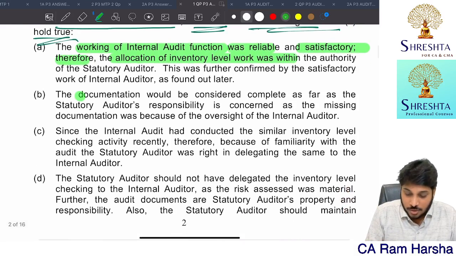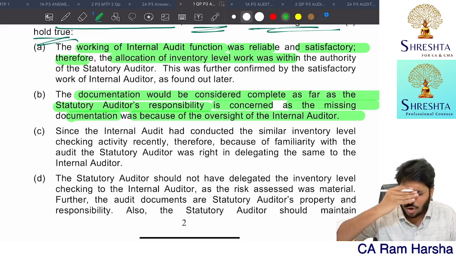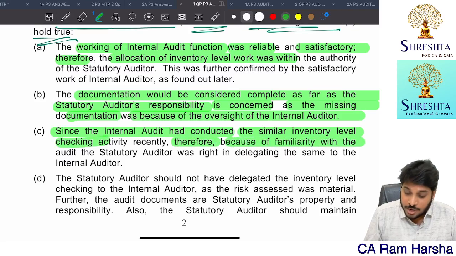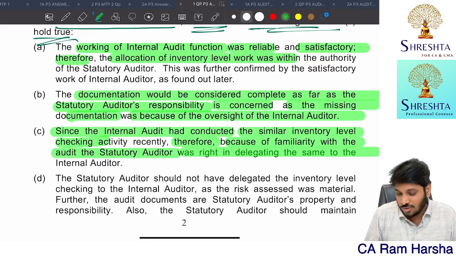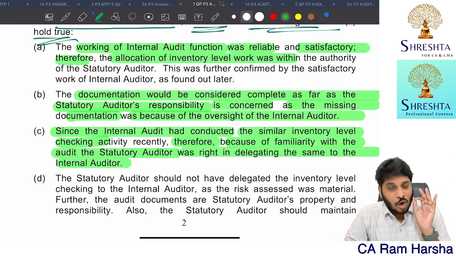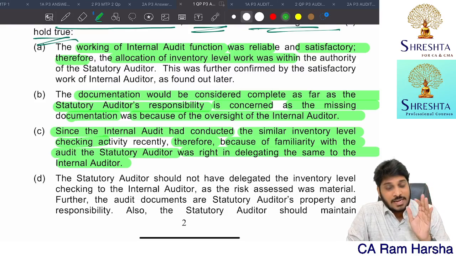The documentation will be considered as complete as far as the statutory auditor's responsibility is concerned, as missing documentation was because of oversight. No, first of all, documentation is your responsibility completely. Since the internal auditor has conducted a similar inventory level checking activity, therefore, because of familiarity with the audit of the statutory auditor, no, that's wrong. Because we have seen the circumstances in which the work can be delegated to the internal auditor.